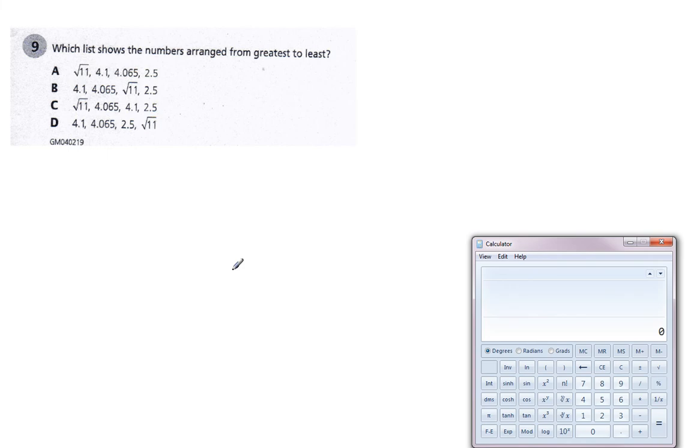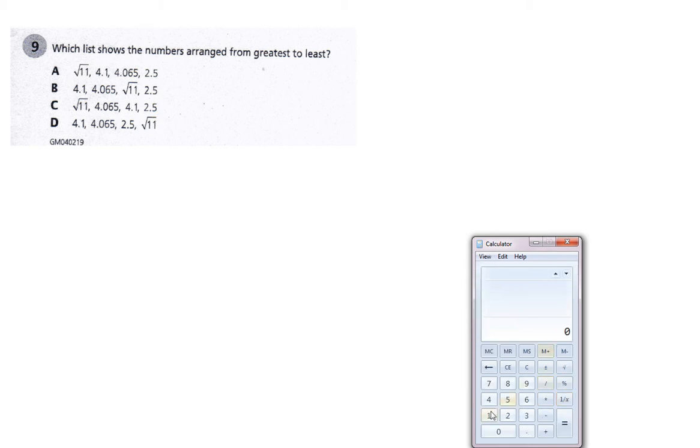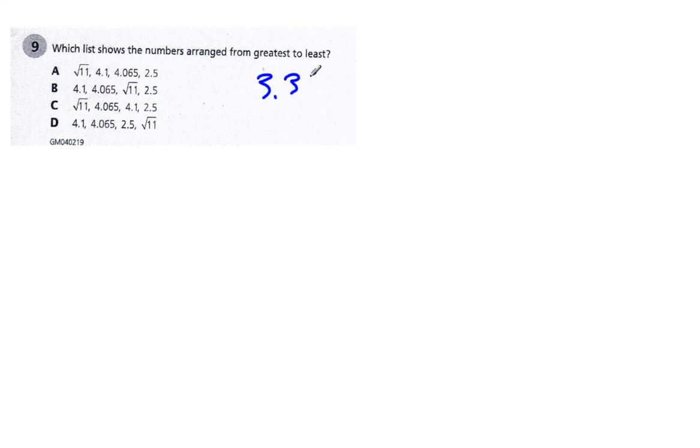Alright, number 9. Which shows them from greatest to least? This is children's questions. The only thing we might not know is the square root of 11. So if we type in square root of 11, if I can find my square root button. Ugh, my calculator's too advanced to do that. So we get 3.31. So greatest to least, our biggest number is 4.1, followed by 4.065, followed by 3.3, and 2.5. That's it. We're done. I don't want to do any more of that.